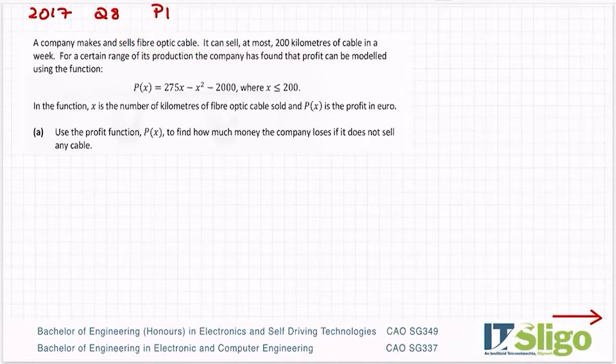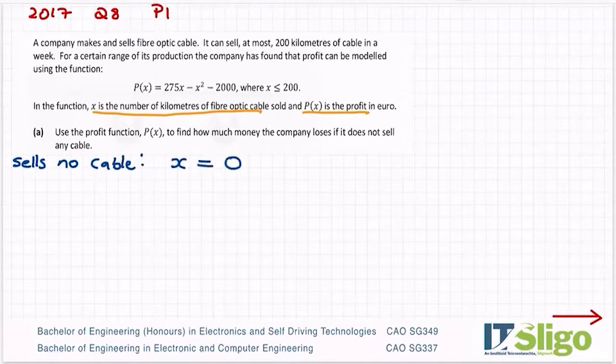For a certain range of its production, the company has found the profit can be modelled using the function P of x equals 275x minus x squared minus 2000. In the function, always underline what they mean. X is the number of kilometres of cable. P of x is the profit. Use the profit function P of x to find how much money the company loses if it does not sell any cable, so sells no cable.